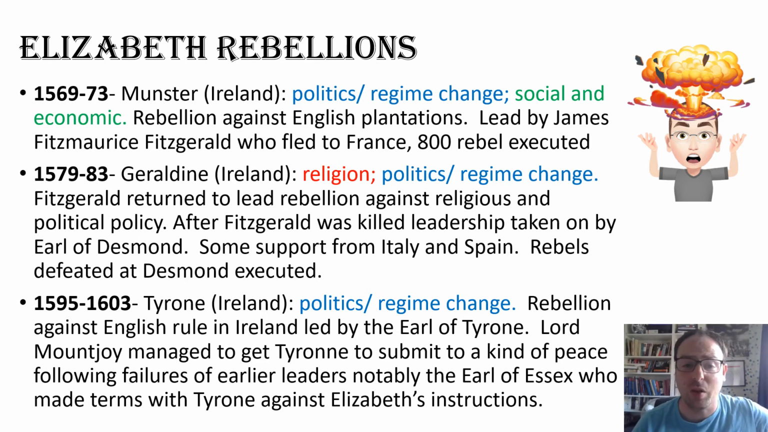1579 to 1583, we've got what's known as the Geraldine Rebellion. This is partly religious, partly political. So Fitzgerald returned from France to lead another rebellion, and he's attacking religious and political policy by Elizabeth.